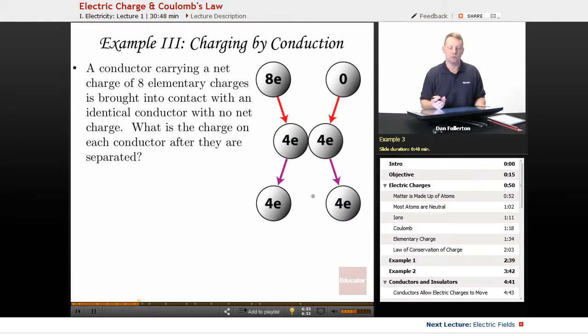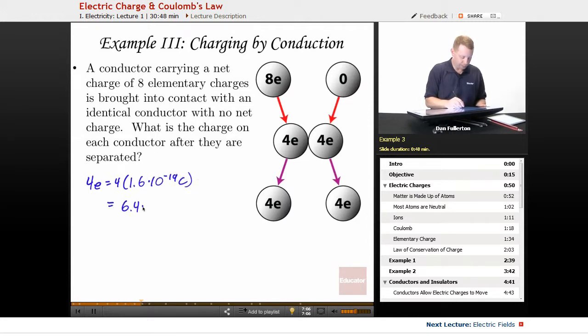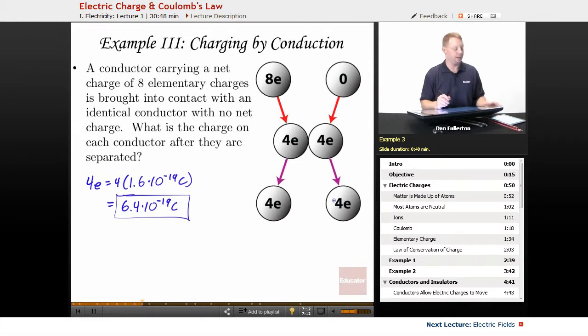What is that in coulombs? Well, we have 4 elementary charges, which is 4 times 1.6 times 10 to the minus 19 coulombs, or 6.4 times 10 to the minus 19 coulombs on each of those conducting spheres.